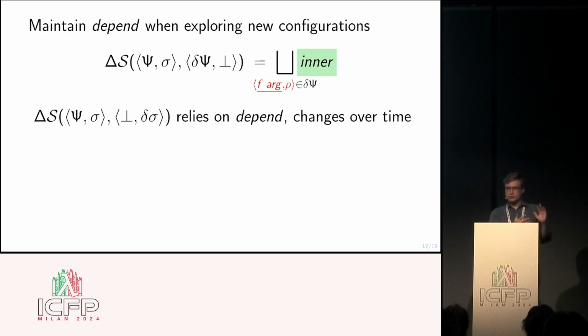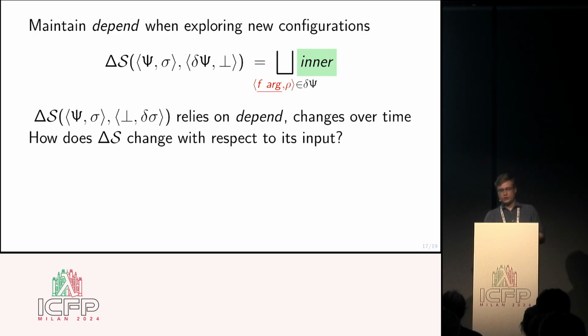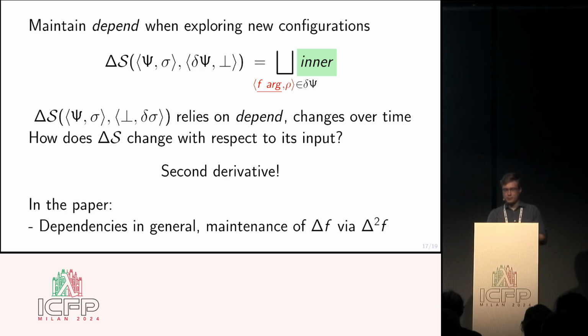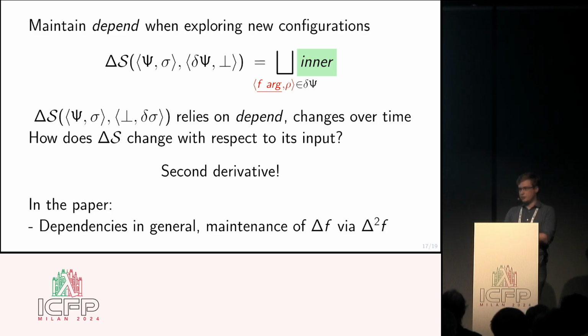And so this computation, the derivative, which relies on depend, is kind of changing over time because that dependency is changing over time. And so what this maintenance of the dependency thing is really doing is it's capturing how the derivative changes with respect to its input. And so that's the second derivative. I don't have time to talk about it now, but in the paper it talks about dependencies in general for these monotone computations and the maintenance of the first derivative via the second derivative. And it's important to note that when you implement this, you don't actually compute the second derivative, you only compute the first one.